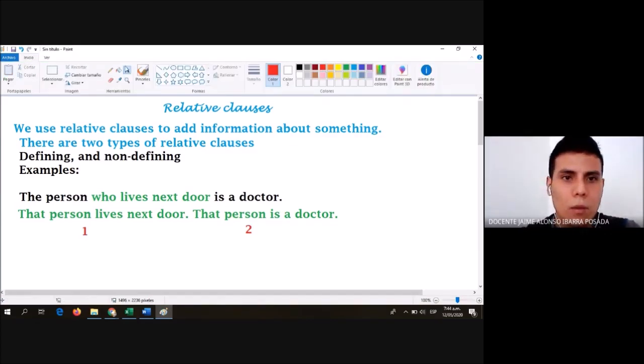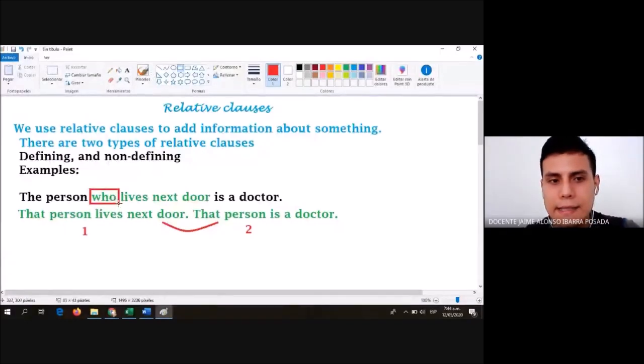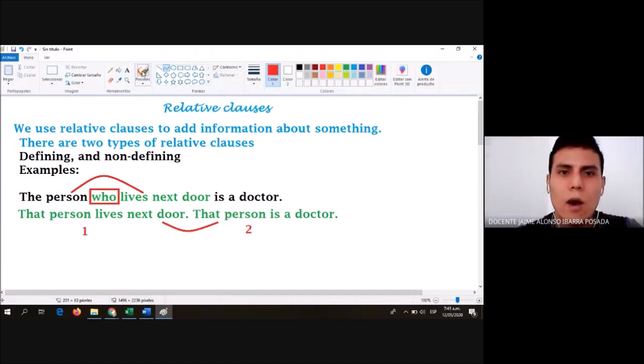Whenever we want to join those two sentences in one, what we do is unify them by making the connection using the relative pronoun. Okay, who. In this case, who is doing the action of joining these two sentences. Okay? Did you see it? Right.